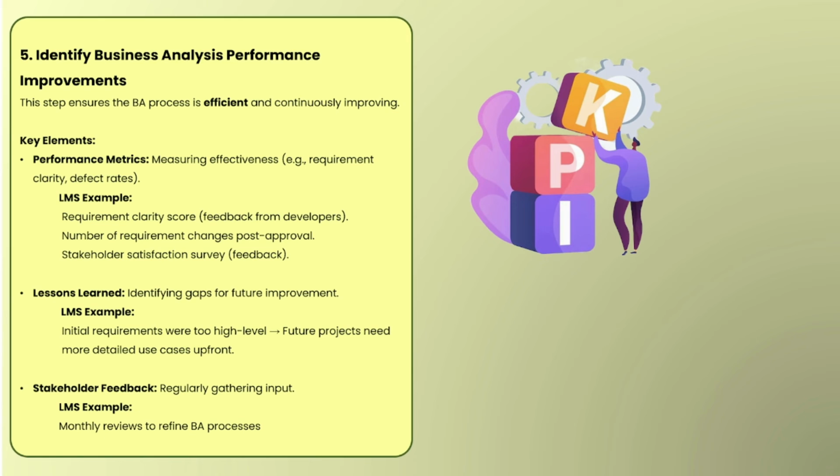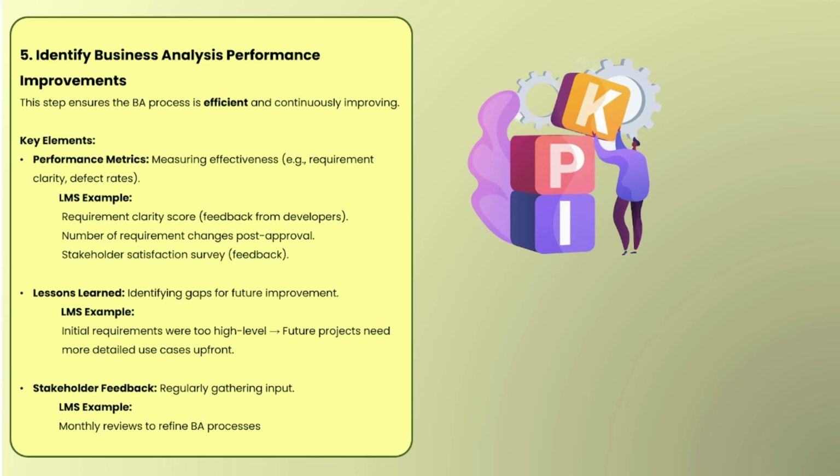Let's check the loan management system so that you will get a much clearer idea. Here, the requirement clarity score feedback is directly from the developer. The very important work of a BA is to write down the requirements, and those requirements should be very clear and understandable by the developer.